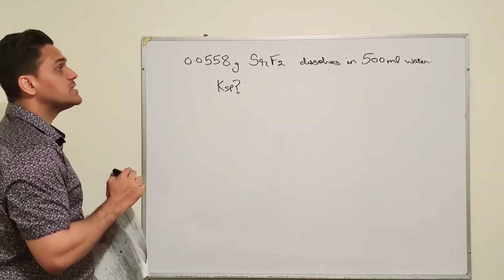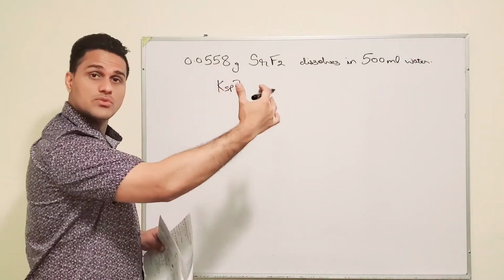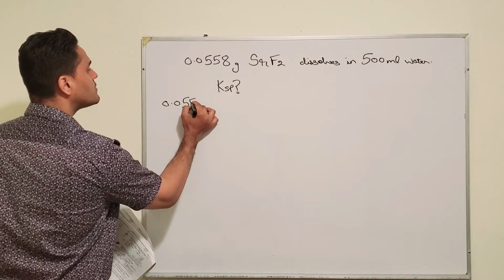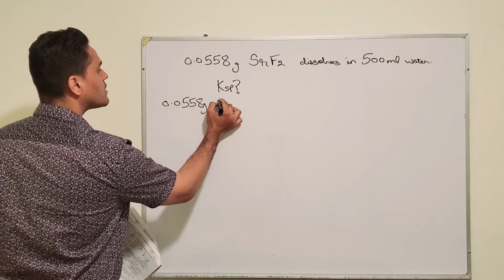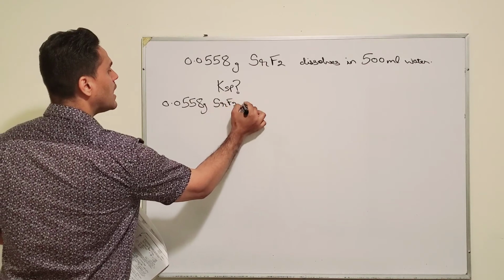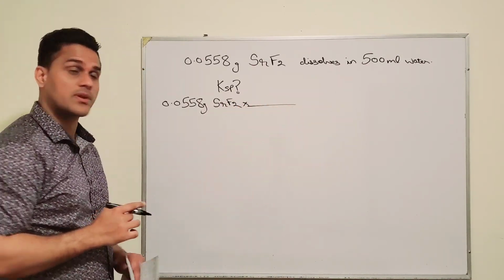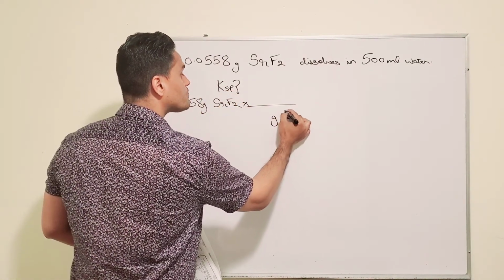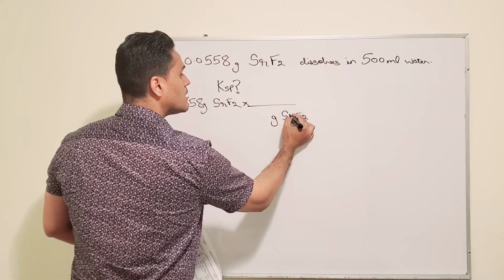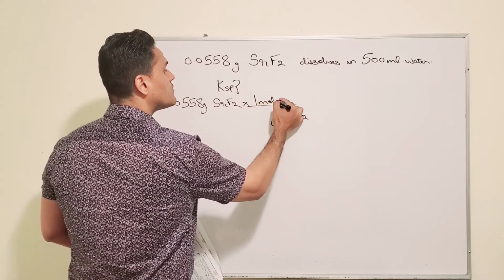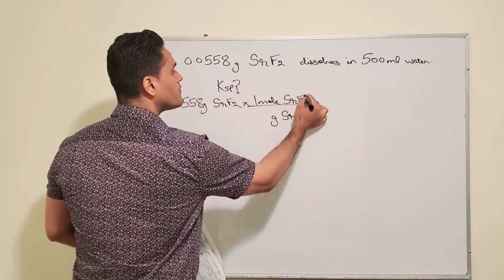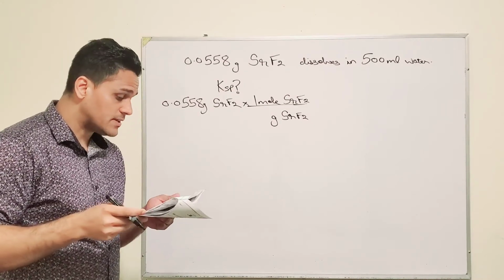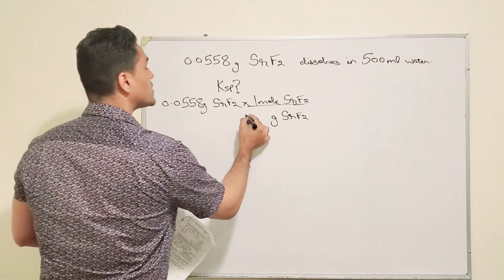So the first thing that we need to do is we need to turn these grams into moles, okay? So we're going to take our 0.0558 grams of SrF2 and we're going to convert them into moles, okay? So we've got grams of SrF2 at the top. You're going to put the same unit at the bottom. And we're going to say 1 mole of SrF2 is going to be equal to its molar mass, okay? So I let you find the molar mass at your end. It should be equal to 125.6.